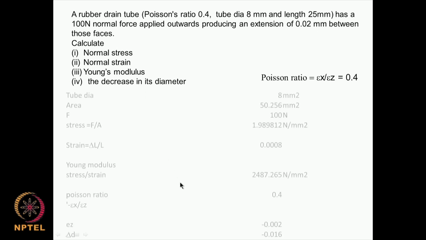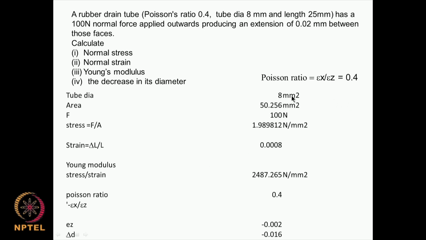Young's modulus is the ratio of stress by strain. So, the tube diameter is 8 mm, so area is pi d square by 4, so 50.2 mm square, and force is 100 Newton. So, force by area gives you the stress. 100 divided by 50, we get about 1.9 Newton per millimeter square. Now, the strain is delta L by L, delta L is 0.02 over 25. When I divide, it becomes 0.0008. Young's modulus, stress by strain, so we get 2487 Newton per millimeter square.